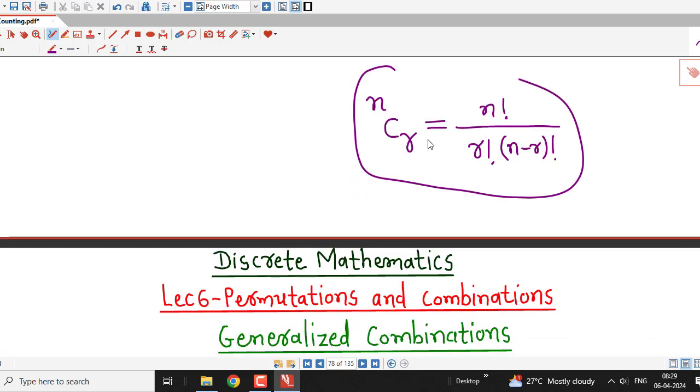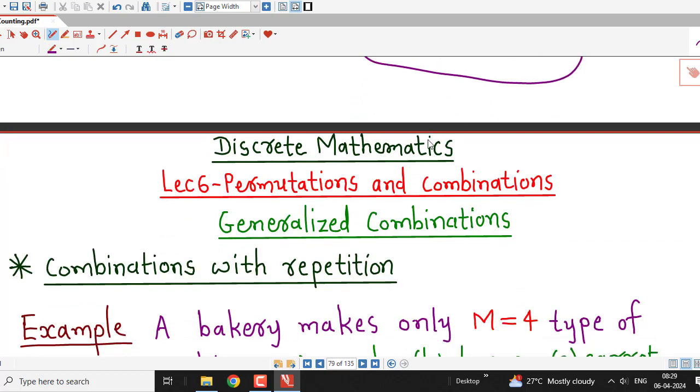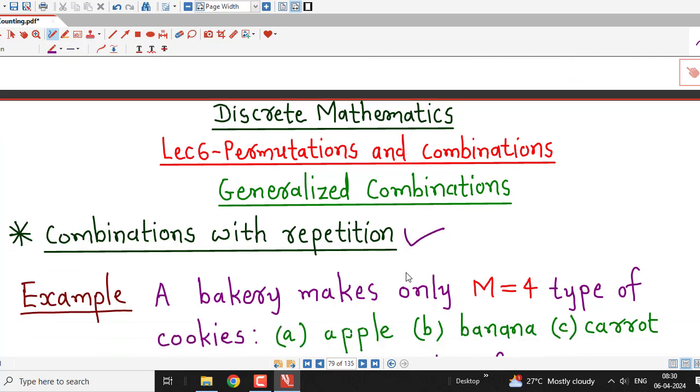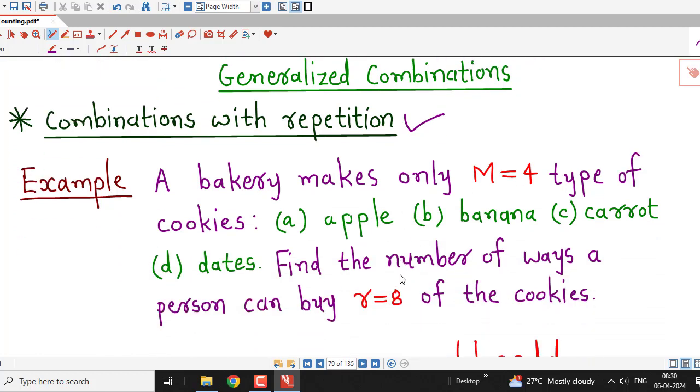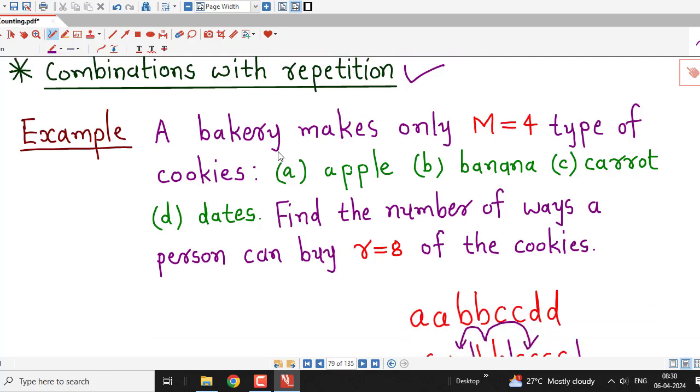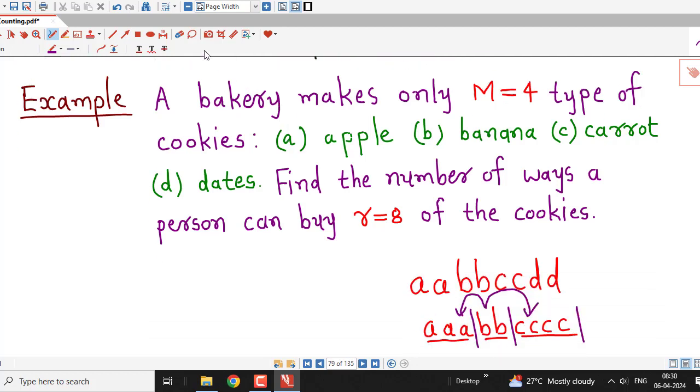Now in this lecture we are going to discuss that if repetition is allowed, then how to count the number of combinations of objects out of total given objects. So to understand this concept of combinations with repetition, we first understand one example and then we will see one result which will give us the formula to count the combinations with repetition. So first I consider this example.